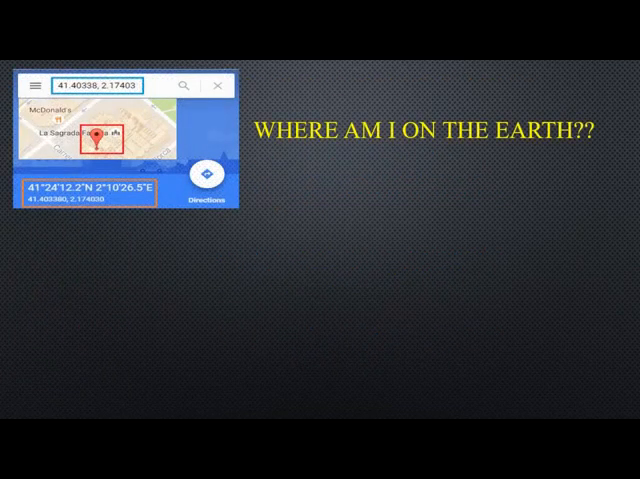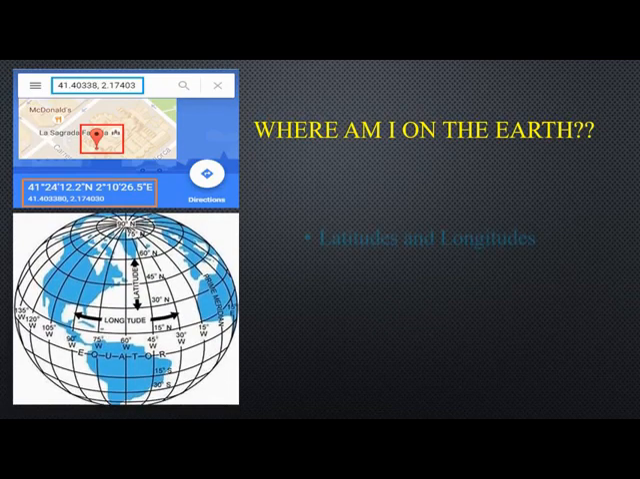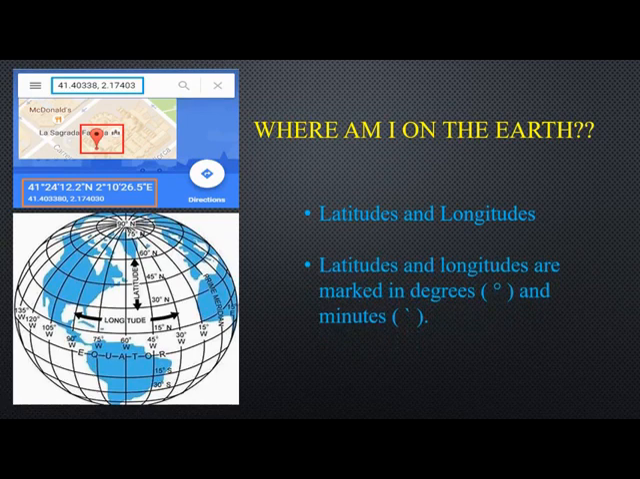Children, you must have sent your house location to your friend using Google Map. Did you ever observe the numbers of the sent location? These numbers are called the geographical coordinates. To locate places on the globe, horizontal and vertical lines are drawn on it, and these are called latitudes and longitudes. Latitudes and longitudes are marked in degrees and minutes. 60 minutes is equal to 1 degree.